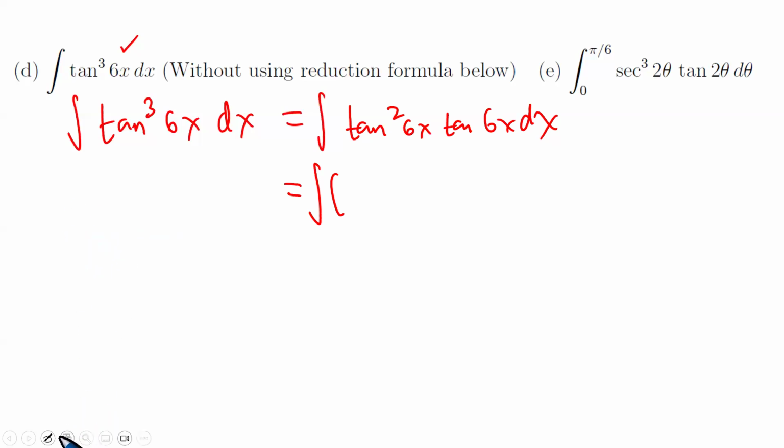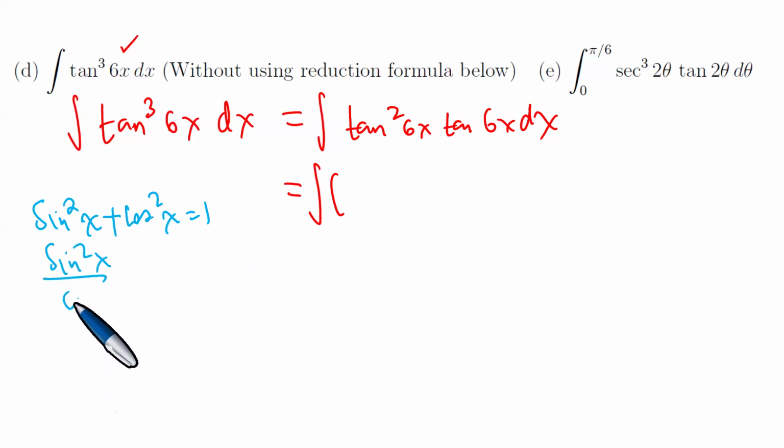Now, we need to remember something from the school curriculum. From the school curriculum, we have the following: the sine squared of x plus the cosine squared of x is 1. Divide through by the cosine squared, plus 1.